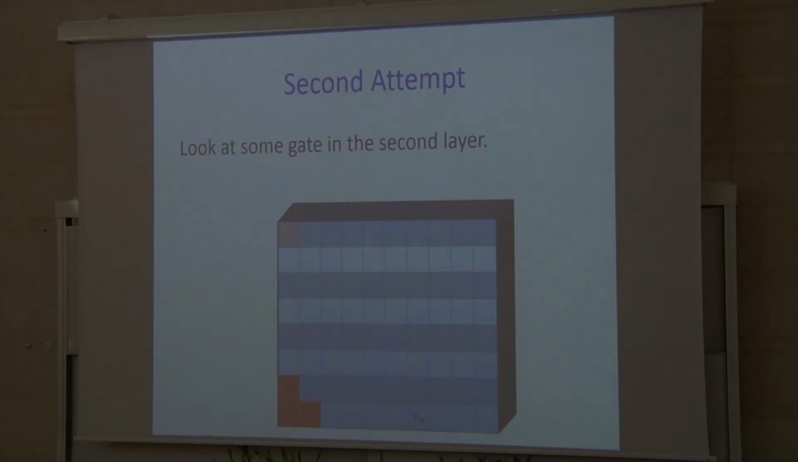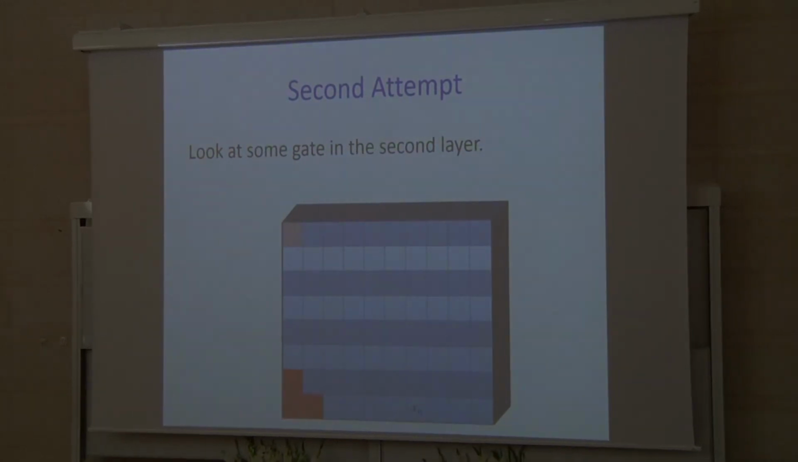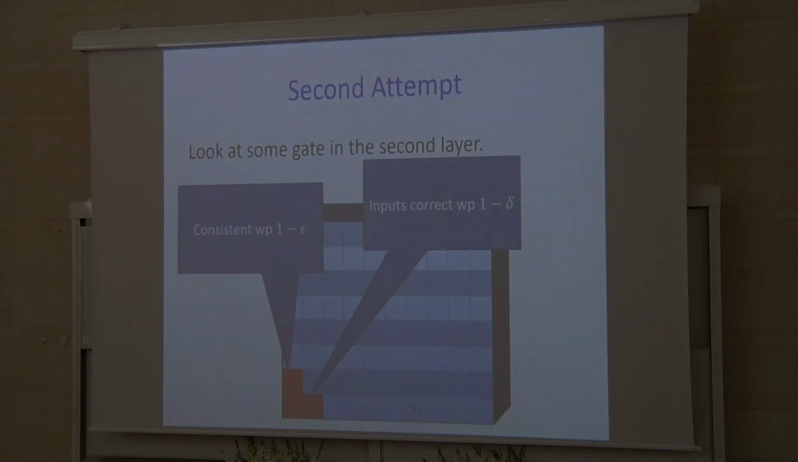So let's look at some gate that is a computation just of the second layer as a function of the first layer. Okay, so we fix this gate. And let's take these random lines and read the value of the gate. So first of all, we know that the inputs are correct with probability 1 minus delta, just because we explicitly check that the inputs are correct. We also know that the value of each individual gate is consistent with probability 1 minus epsilon. Therefore, if I just take a union bound, if they're both consistent and correct, it means that the output needs to be correct with probability 1 minus epsilon minus delta.